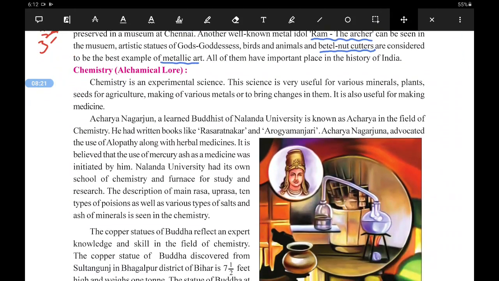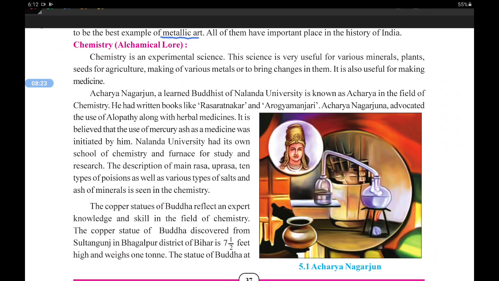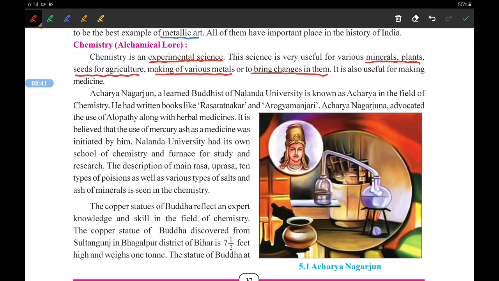Next science that we are going to study is chemistry. Chemistry is an experimental science. See, it is an experiment. You have to experiment. This science is very useful for various minerals, plants, seeds of agriculture, making of various metals, or bringing change in them. It is also useful for making medicine. See, it is also connected for medicine. Most of people don't understand it, but it is also connected for medicine because various chemicals are used for making medicines.